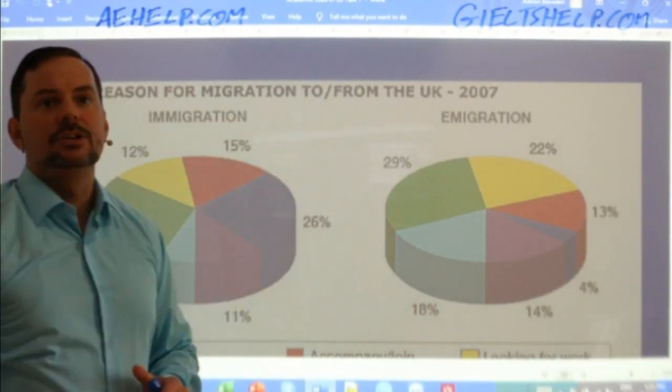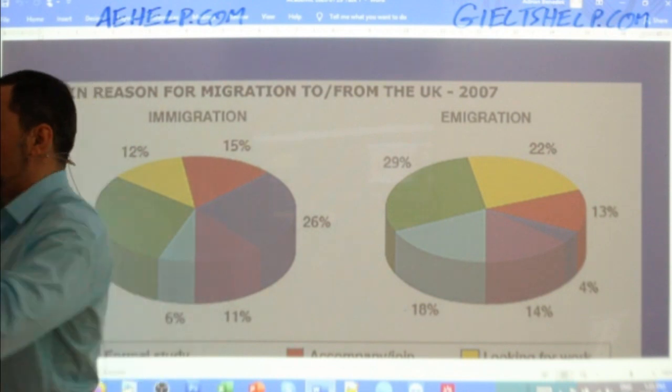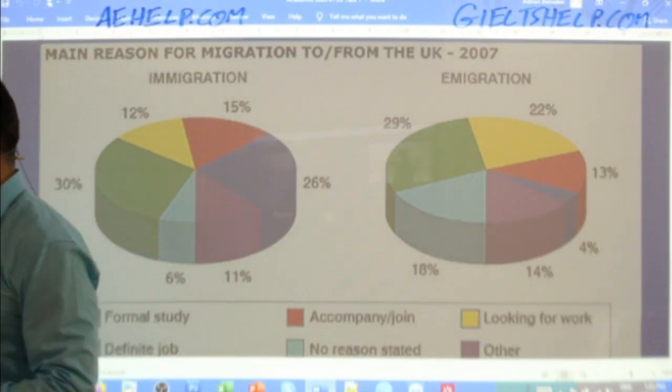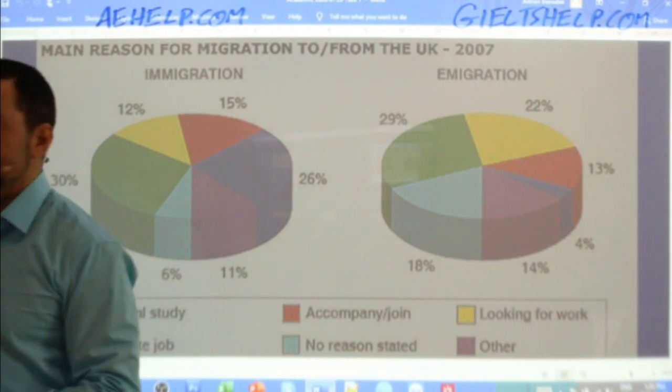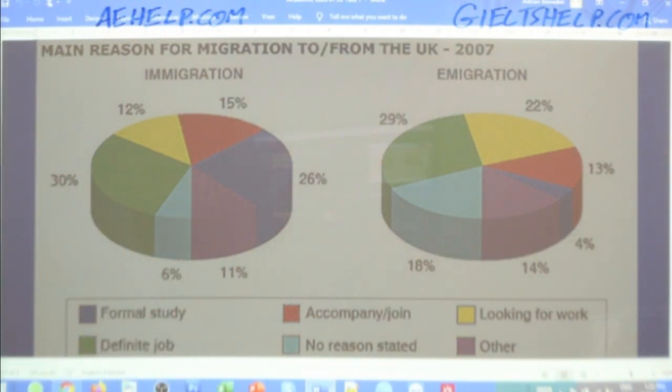All right, students. So here is the pie chart for today. Let's take a look at this in a bit more detail. So here we go. Hopefully that's quite clear for everyone.